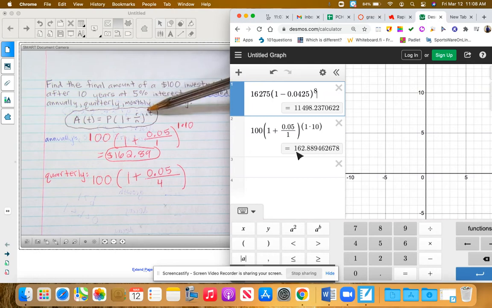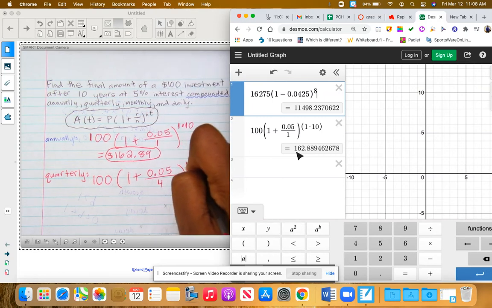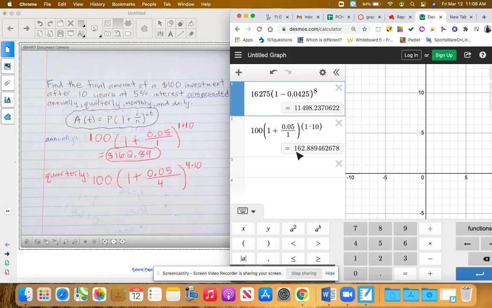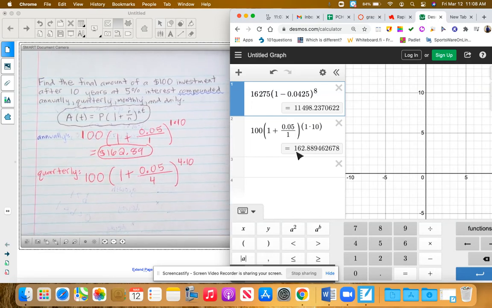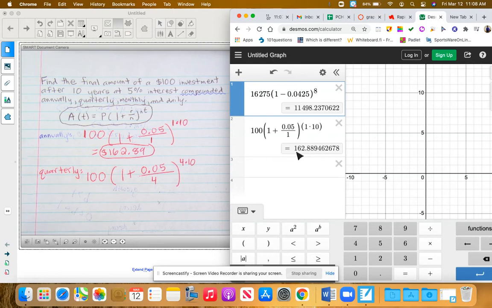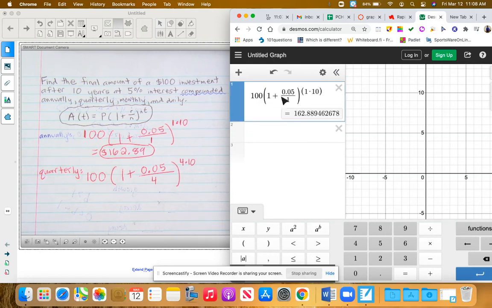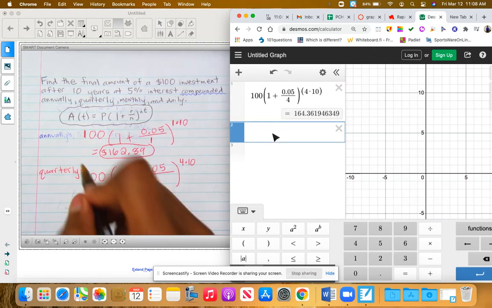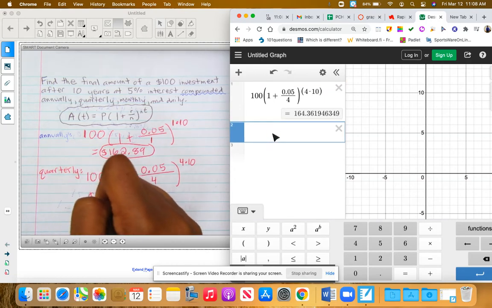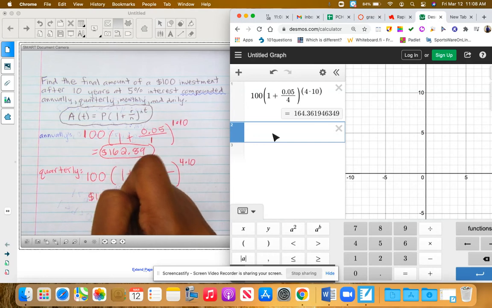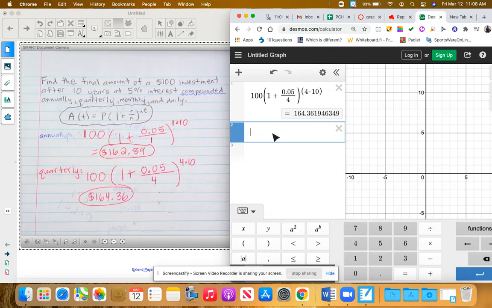And now it says your exponent is N times T. So N is 4. And we're still doing 10 years later. So I got all these numbers from the problem. It's just a matter of making sure we substitute those into the correct spot. Now over here in decimals, all I have to do is change my N value. Now N is 4 because quarterly, and then this is 4. So now we have $164.36 after 10 years.